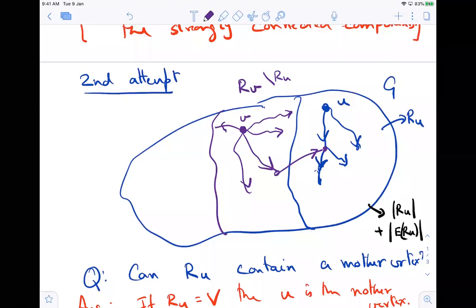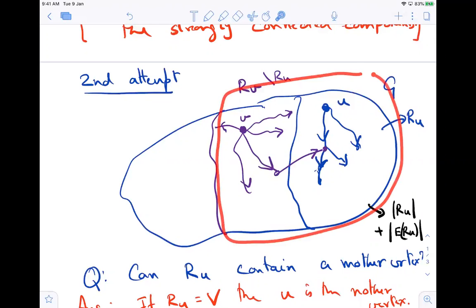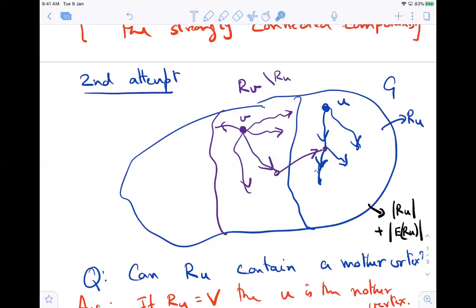Let's say that R of V union R of U is not the whole set, meaning there are some vertices that are still untouched. Then there is no mother vertex in this whole chunk. We are now sure. Okay, fine. And more importantly, how much time did I take to compute this R of V minus R of U?